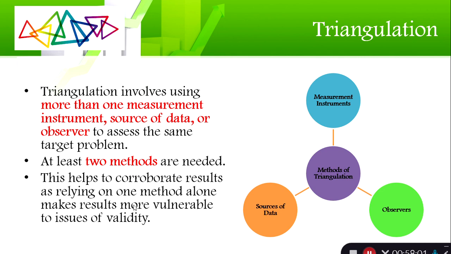And this helps to corroborate results, as relying on one method alone makes results more vulnerable to issues of validity. So we always want to triangulate our measurement instruments, our sources of data, and our observers. In whatever ways we can triangulate, we want to try to do that in order to be sure that the data that we are getting is most valid and accurate.